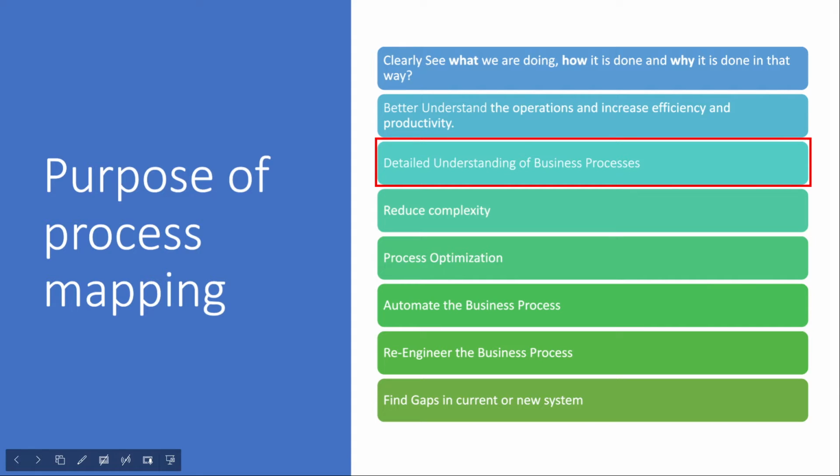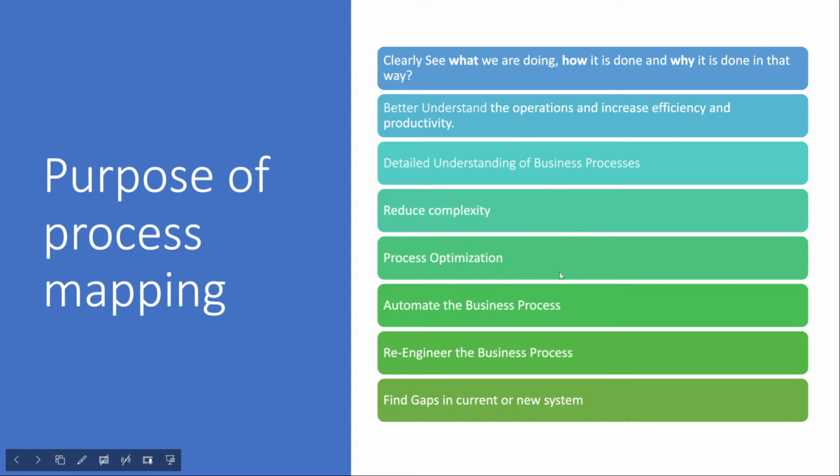We will have an understanding of all the activities involved, and we will be able to identify the irrelevant or redundant activities. That will help us to reduce the complexity. And once we reduce the complexity in the processes, it will help us to optimize the business process. Once the business process is optimized, we can automate it with the help of any business application, an ERP system, or any other system.